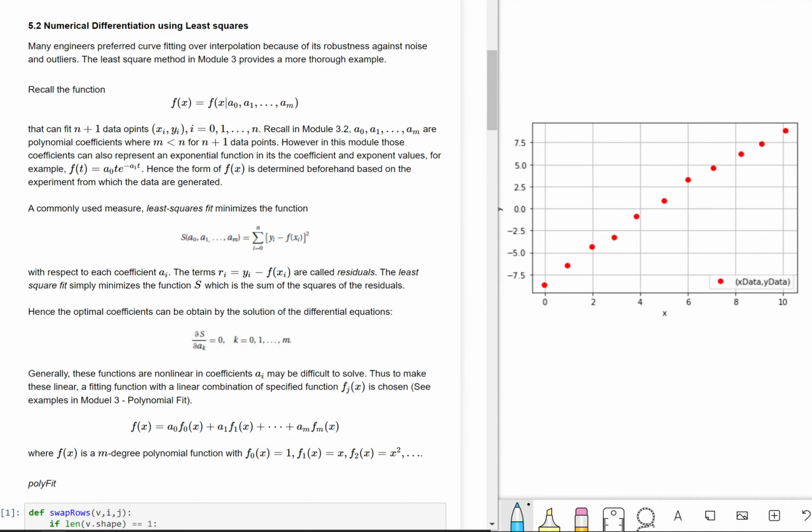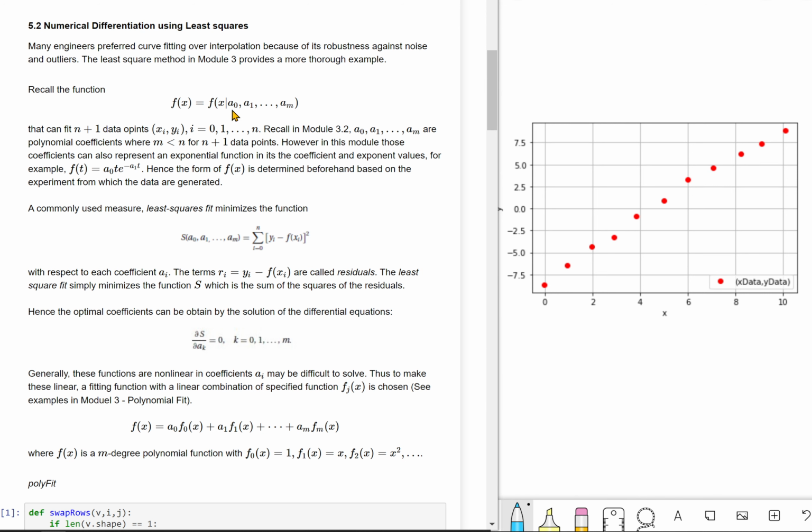Numerical differentiation using least squares. Many engineers prefer curve fitting over interpolation because of its robustness against noise and outliers. The least squares method in Module 3 provides a more thorough example. So recall the function f of x here.